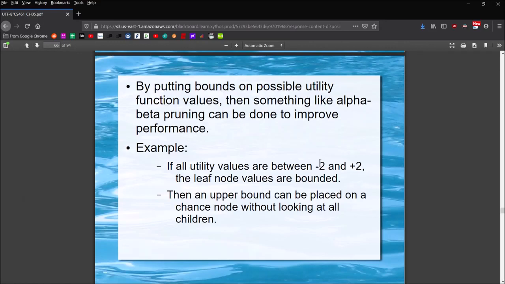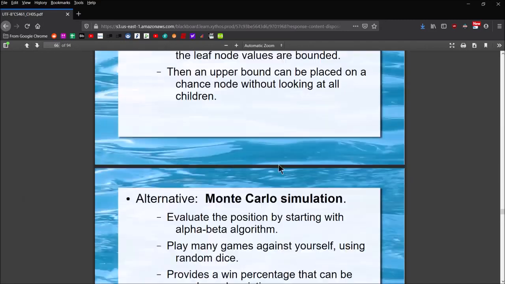So that cuts down on the total number of game states that we actually have to generate, because we're not going to generate any subsequent states off of states that have values less than -2 or greater than +2. So that's going to cut off a lot of the branches of our game tree. Okay, let's see here.